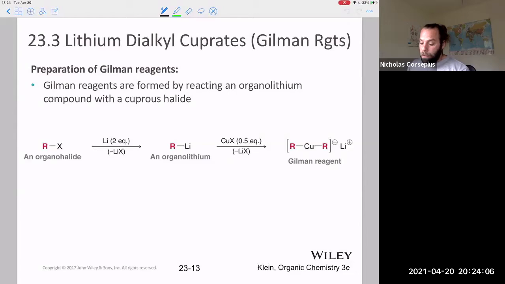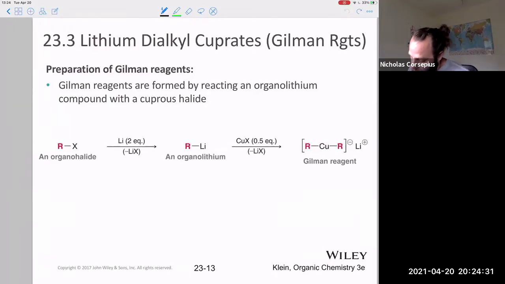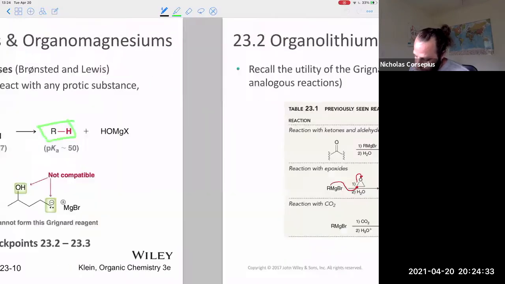Okay, so now preparing a Gilman reagent. We talked about Gilman reagents, how they react. Remember, Gilmans are when you have these R groups attached to copper. You actually have two of them attached there, but only one of them will react. But these actually start with an organolithium compound. So the first thing you do is prepare an organolithium and then react it with copper in order to get your Gilman reagent.